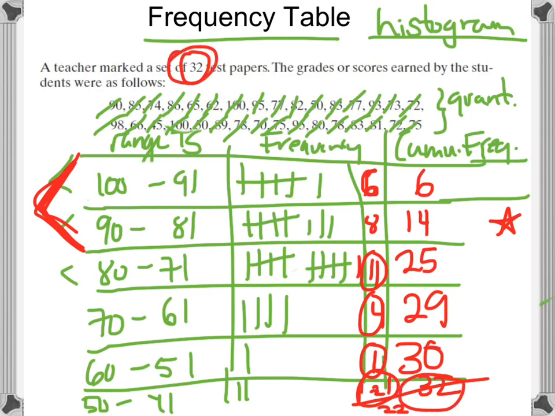So for instance, what does this 30 mean? This 30 means that 30 students scored between 100 and 51. Okay? So cumulative frequency is how much frequency has accumulated so far.